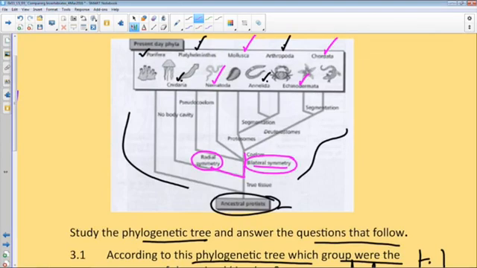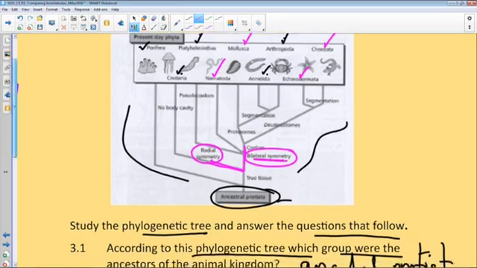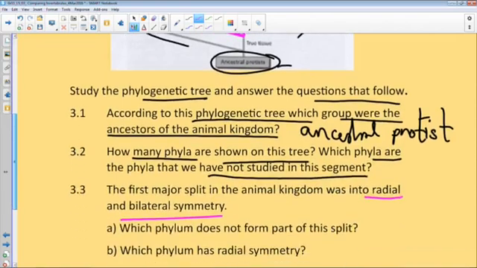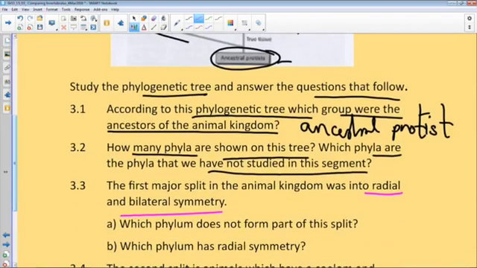So it's very important that you understand that at some point, all these organisms show true tissue, but at this point of development, the ones that split up from these showed radial symmetry, and these further down all showed bilateral symmetry. So it's very important for you to be able to understand that a branch indicates the development of a new characteristic, and the continuation of that line indicates the continuation of that specific characteristic. So guys, let's answer this question. Which phylum does not form part of this split?